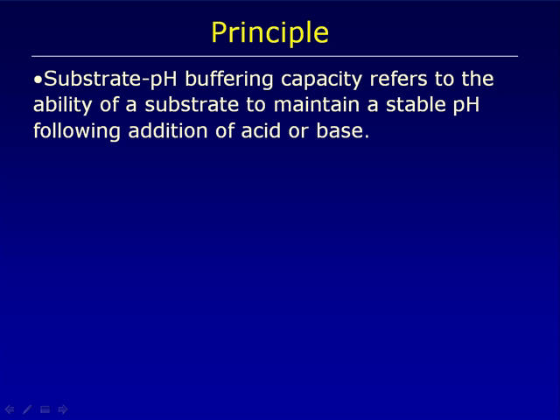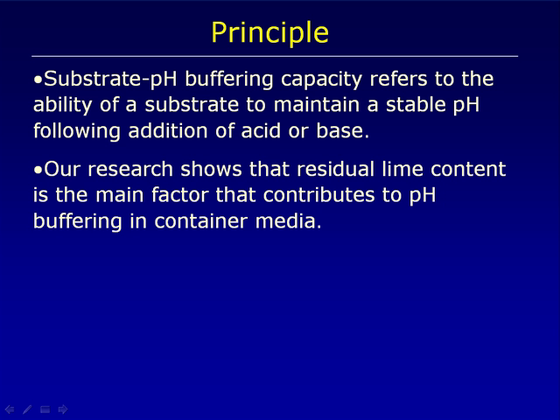The buffering capacity of a growing medium refers to its ability to maintain a stable pH following the addition of an acid or a base. Our research work with soilless growing media shows that the amount of residual lime in the growing medium is the main factor that affects pH buffering.